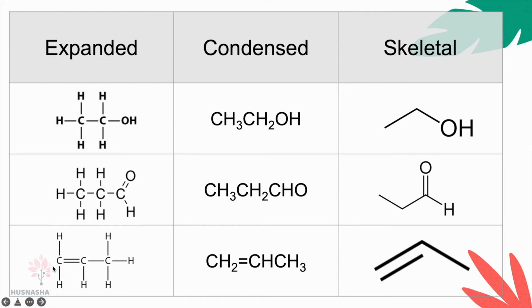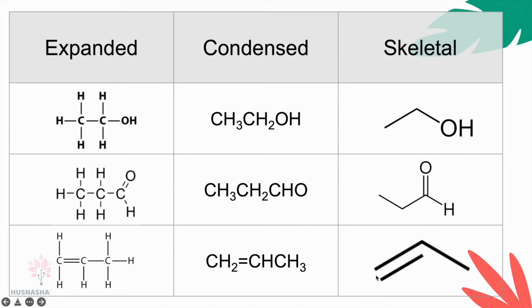And then next, CH2, CH, CH3. Okay, we start on the left, CH2, right? This C bonded to 2H, CH2, and then the next C is CH only, CH. In condensed structure, you have to show the double bond, the triple bond. So CH2, double bond, CH, and then CH3.